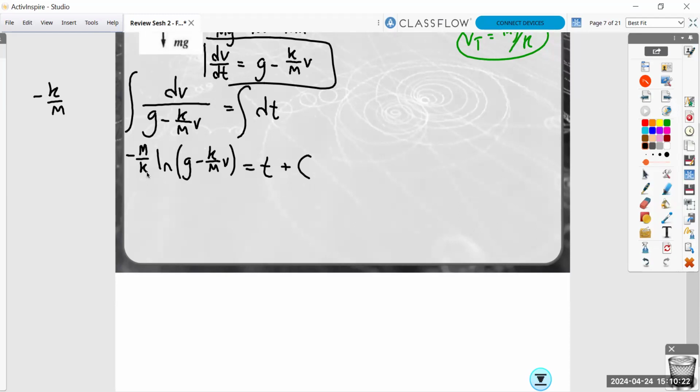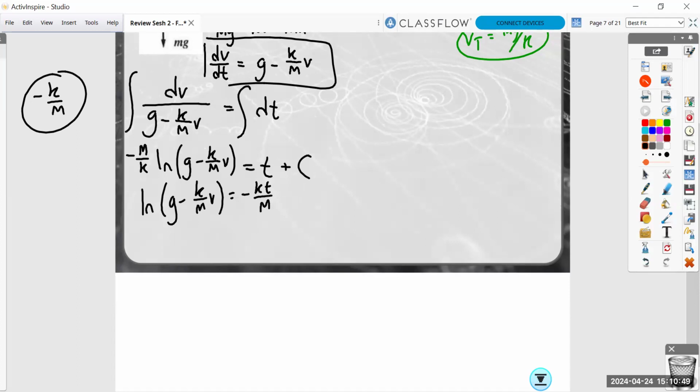All right, excellent. We want to solve for v here. We want to figure out what v is. So I'm going to go ahead and do some algebra. ln of g minus k over m v. I'm going to multiply both sides by negative k over m. So I'm going to end up with negative kt over m.